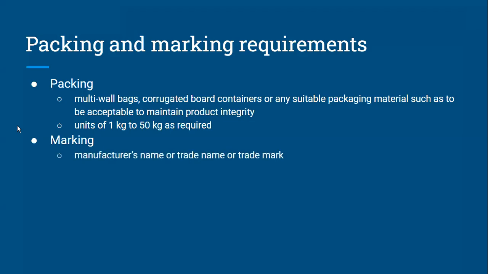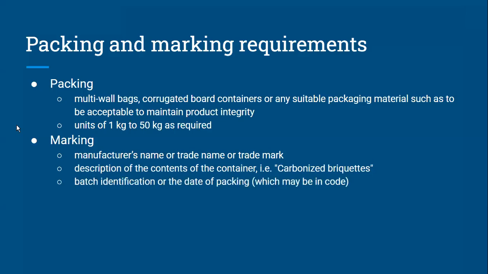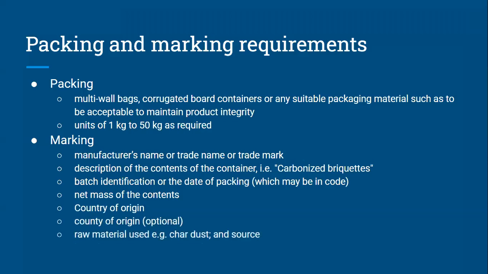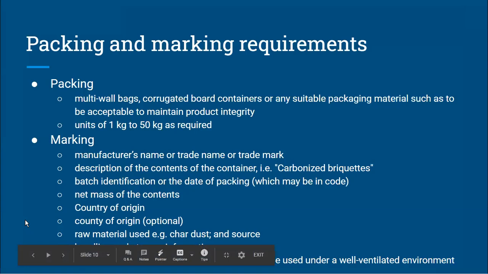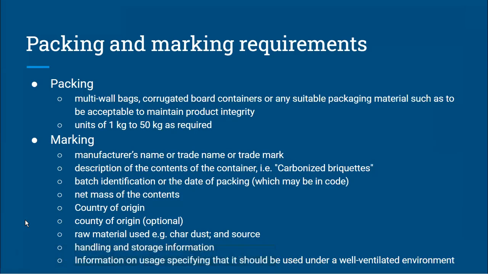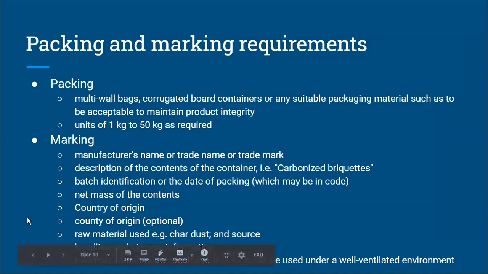So the next thing, which is a little more in depth here, is the marking. And there's a bunch of requirements in terms of what types of marks you need on the packaging. Probably a lot of these you already have, but being clear about what the product is, who's making it, when it was made, the mass and the origin of the contents, raw materials used, any handling and storage information for the customer. And then kind of a disclaimer explaining that the usage should be in a well-ventilated environment, which I think is good practice anyway. So I believe this was all there was for marking. There may have been some additional kind of optional requirements that you could see in the standard.